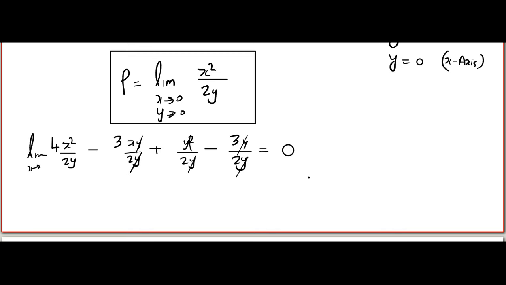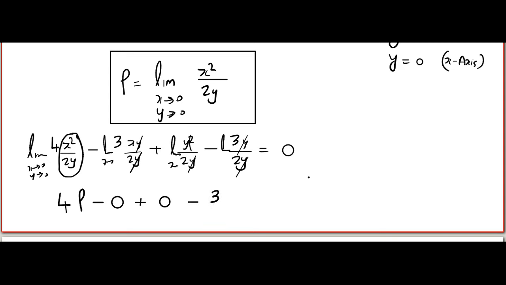So limit x tends to 0, y tends to 0, limit x tends to 0, y tends to 0, limit x tends to 0, y tends to 0. Write very neatly in your exam. Don't write like this. Okay, anyway, what is this? This will give you 4 times rho minus 3 by 2 into 0 will be 0 plus 1 by 2 into 0, that will also be 0, minus limit of a constant will be the constant. So I got 4 rho is equal to 3 by 2.